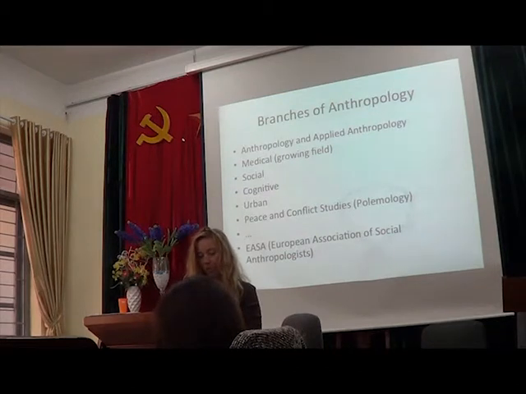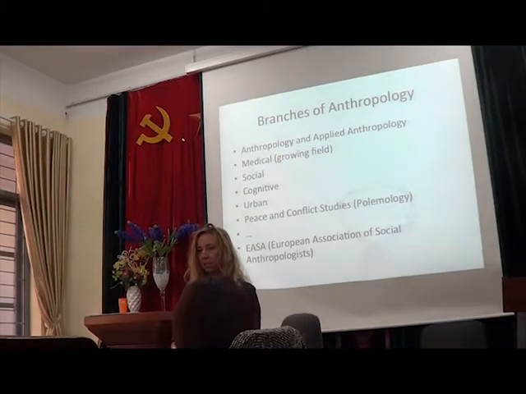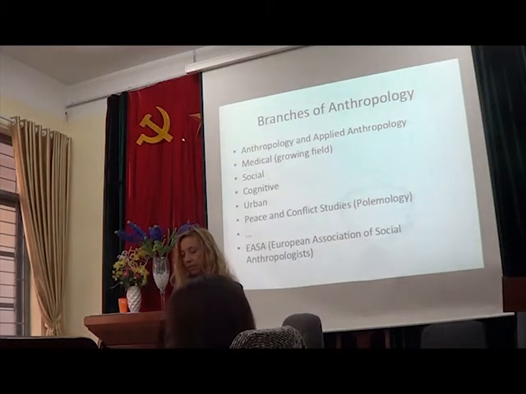And also a branch that is also studied by political scientists, the peace and conflict studies, in the French tradition called polemology, is also a growing field of social anthropology and anthropology in general. So what is peace, what is conflict, why is a conflict created, how do people negotiate peace, these are the topics that this branch of anthropology potentially studies.